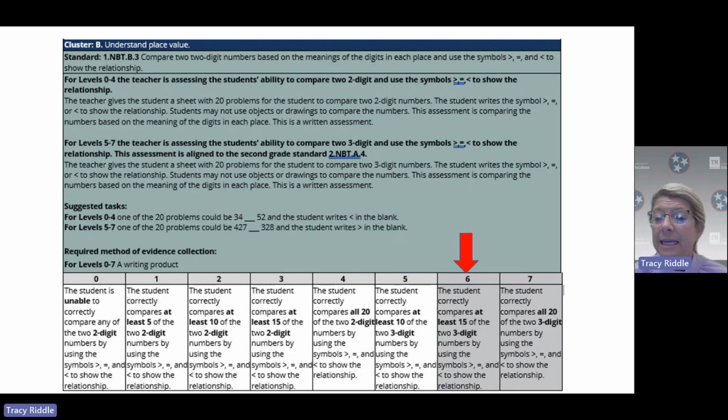If the student is successful at comparing at least 15 of the three-digit numbers, the score is a level 6. And if the student correctly compares all 20 of the three-digit numbers using the symbol in the blank, that is the score of a level 7.